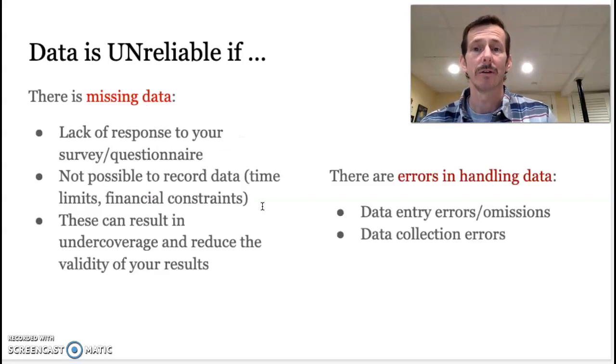If you have any missing data due to a non-response, people may not want to answer a survey or a questionnaire. You may not be able to find them, and if you pick them for your sample and you can't locate them, you can't get information from them. And if there's any kind of errors in handling the data, putting it in a spreadsheet, you leave off a digit, you actually forget to put a piece of data in. As you're recording data, you record it wrong. Anything like that could also lead to unreliable data.